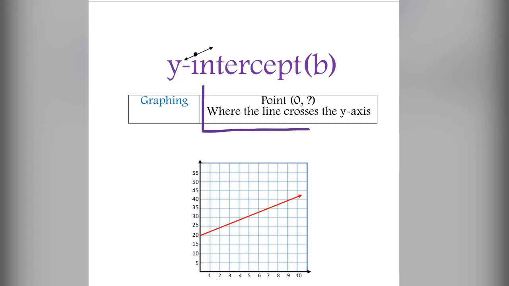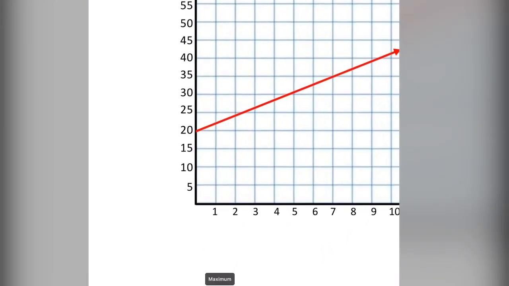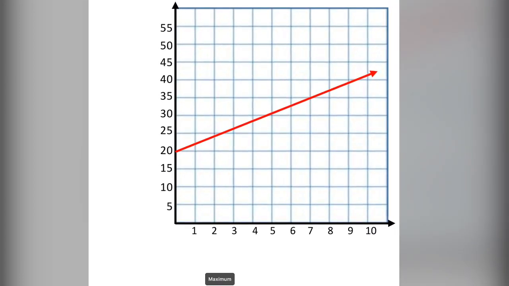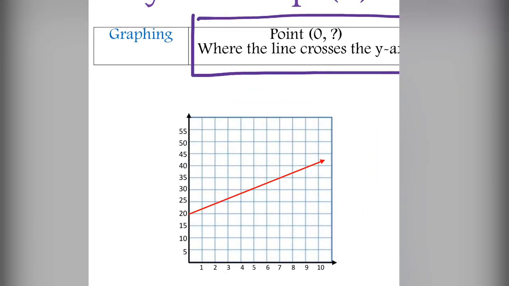This one's pretty simple too. You're just looking to where the line crosses the y-axis, where the point is (0, blank). If you look, I pulled it a little bit closer so you could see there's your y-axis, and you could see that it's (0, 20). So your y-intercept is 20, and it's positive. If it was below the line, it could be negative.